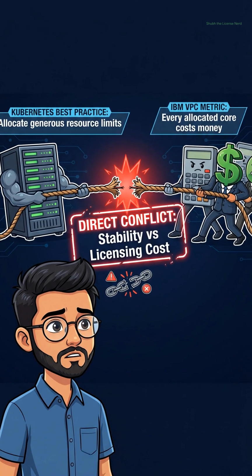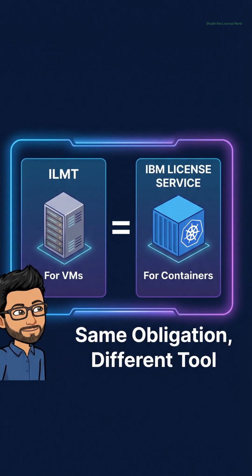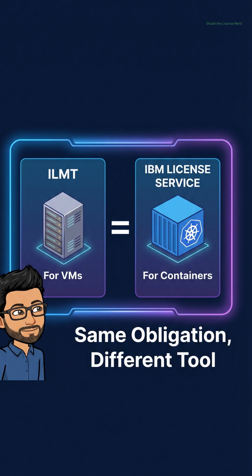In Kubernetes and OpenShift, best practice says you should allocate generous resource limits to prevent pod eviction and ensure stability. But IBM's VPC metric punishes you for following best practices. The more headroom you allocate, the more VPC licenses you need. This creates a direct conflict between operational stability and licensing cost.